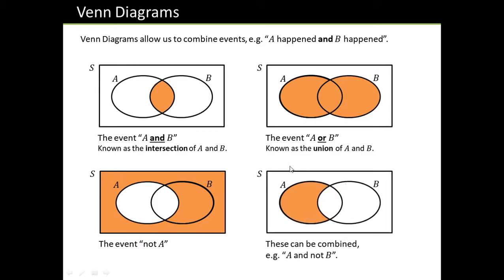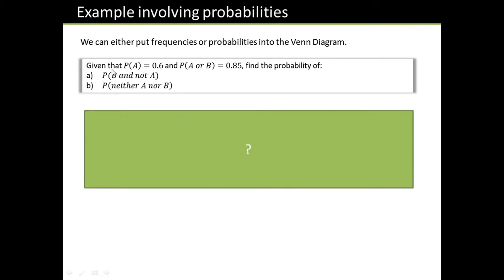And then finally, for these Venn diagrams, we could look at the event of A happening but B not happening. So in this section here, A is shaded but B is not shaded. So that's A happening and B not happening. You could similarly have B happening and A not happening with this section here just shaded. So we can either put frequencies or probabilities into the Venn diagram, doesn't matter which, so long as you use them correctly. So you've got some information here, pause the video and give it a go.